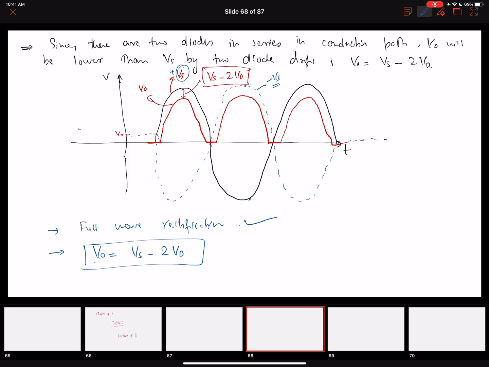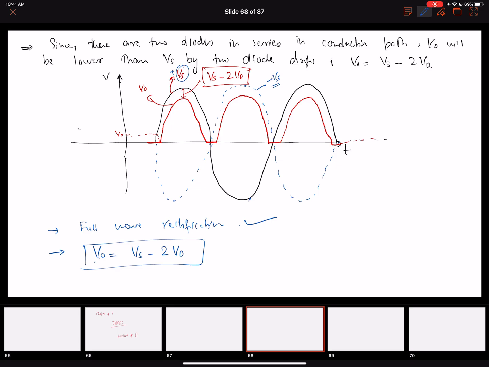Another difference is that using a center tap transformer is more expensive as compared to using a regular step down transformer. So that's an advantage of this. The third difference is in the center tap full wave rectifier circuit, we had only one diode coming across. So our output was Vs minus Vd. Over here it is Vs minus 2 Vd.